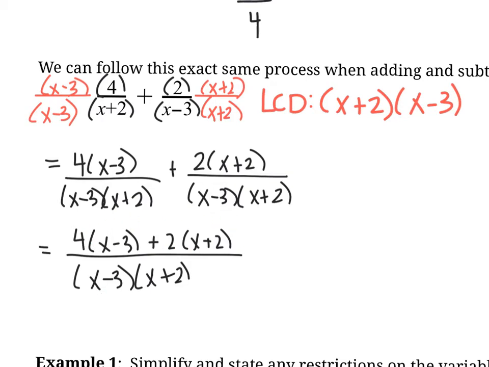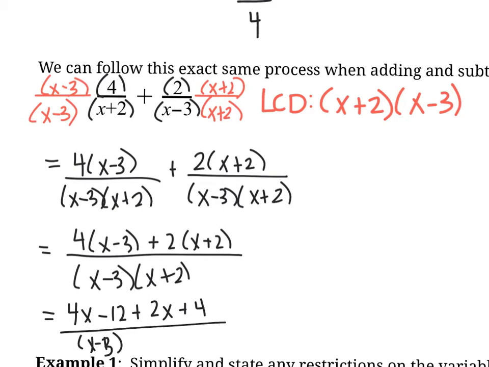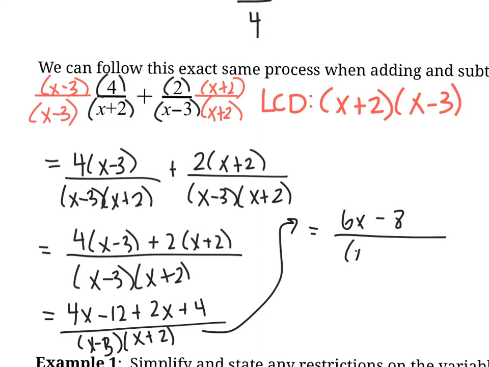So let's factor the top. And in order to factor the top, we first have to expand. So it's going to be 4x minus 12 plus 2x plus 4 all over x minus 3, x plus 2. We're going to keep on simplifying here. In the numerator, if we collect the x terms, we've got 4x plus 2x, which is going to be 6x. Negative 12 plus 4 is going to be negative 8. And then we've got x minus 3, x plus 2.